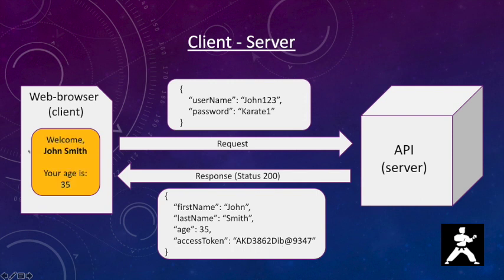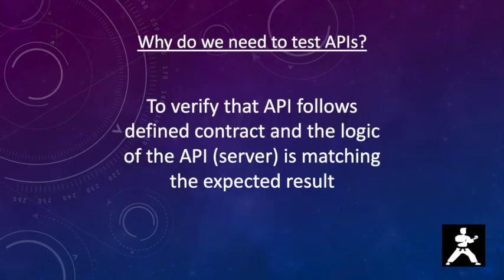And our browser then displays, "Welcome John Smith, your age is 35." So this is a very typical and simple example of how a client-server application works: how it sends data to the API and how it processes the response from the API.